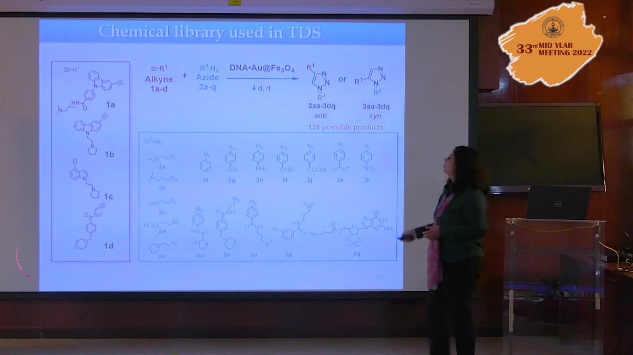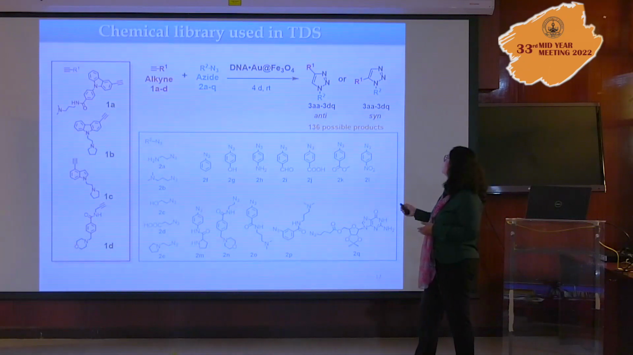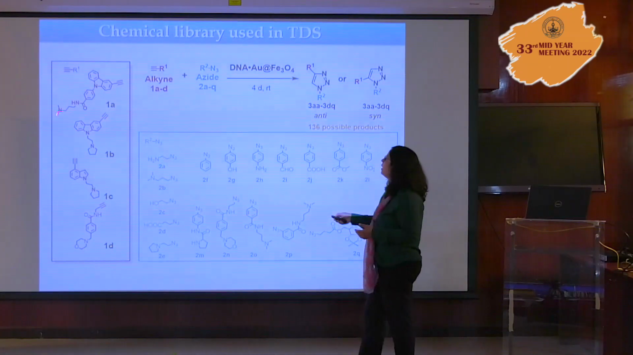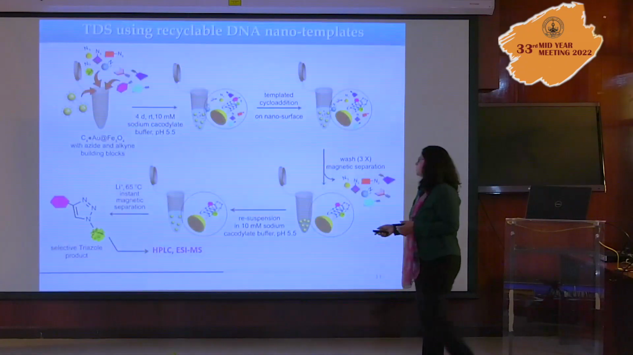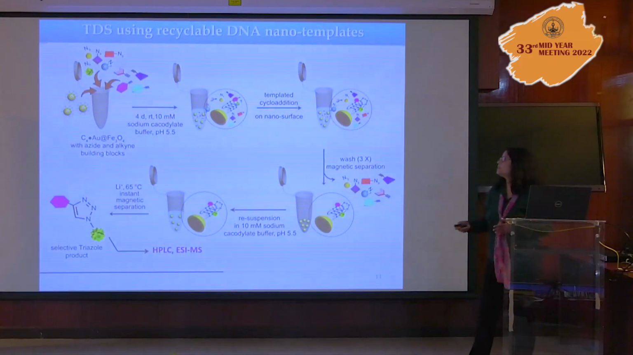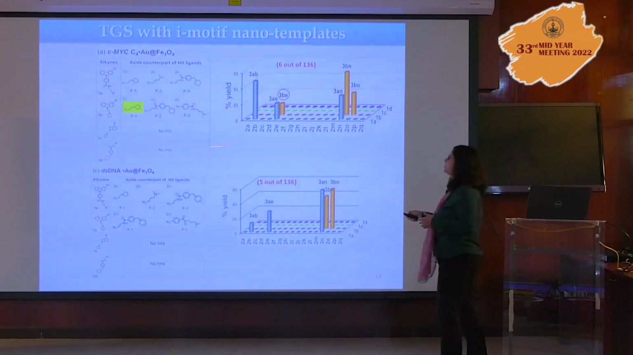We took a mixture of 4 different alkynes and 17 different azides that could provide 136 possible compounds, including syn and anti-triazoles, that are likely to interact with the DNA targets through pi stacking and electrostatic interactions. The same library was also used for the i-motifs, and since i-motifs are stable under acidic conditions, this reaction was carried out at low pH.